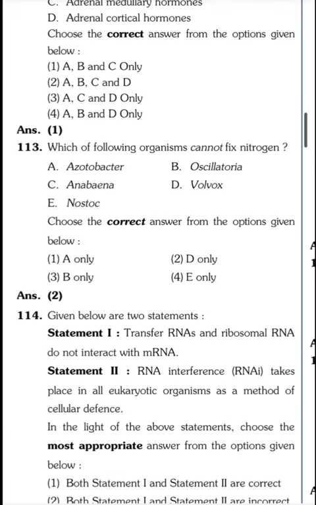Which of the following organisms cannot fix nitrogen? Is it Azotobacter, Oscillatoria, Anabaena, Volvox, Nostoc? See, Azotobacter, Oscillatoria, Anabaena and Nostoc can fix nitrogen, but Volvox cannot. Volvox is an example of colonial green algae. They are found as a colony. So choose the correct answer from the options given. It is going to be B only. Okay, so D only. Volvox is D, isn't it? So the second option, D only.